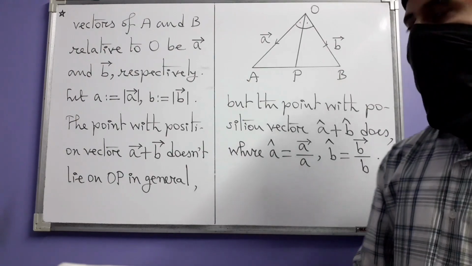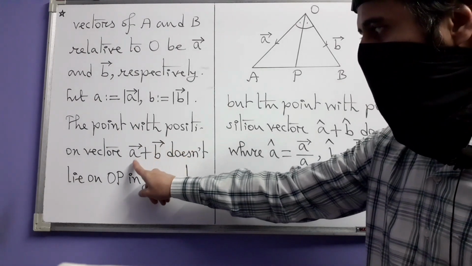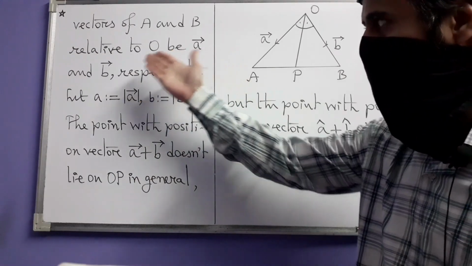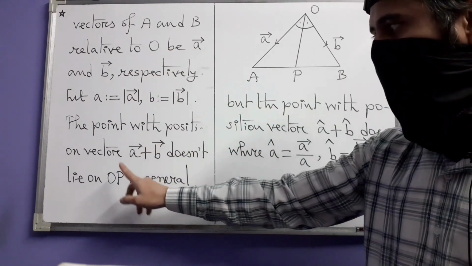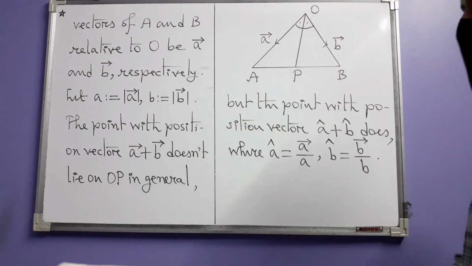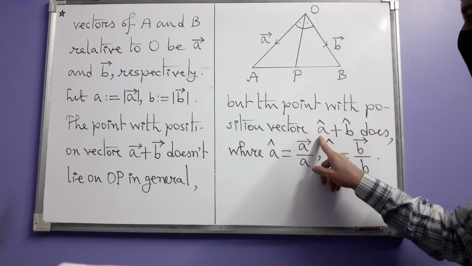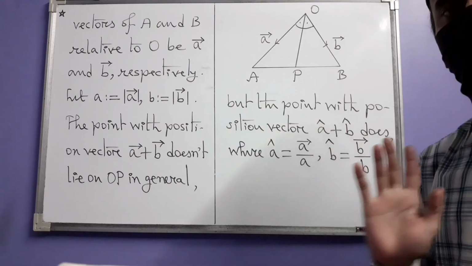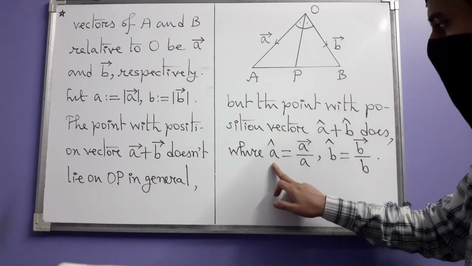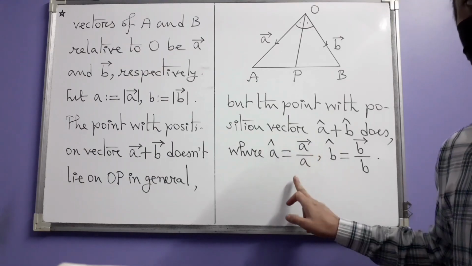And then the author says this next. The point with position vector A plus B does not lie on the line OP in general, but the point with position vector A hat plus B hat does, where A hat is obtained from A by dividing it by its magnitude.